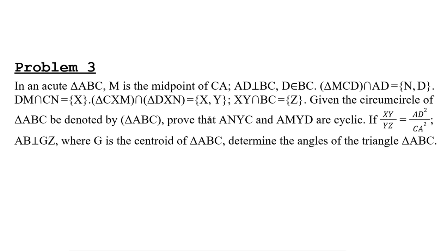Now you have to prove that ANYC and AMYD are cyclic. This is the first part of the question. ANYC and AMYD are cyclic.